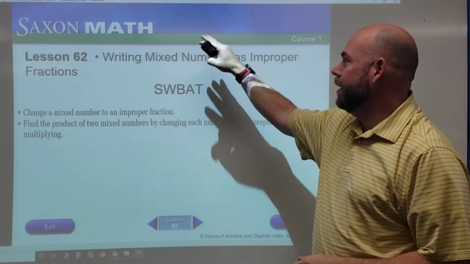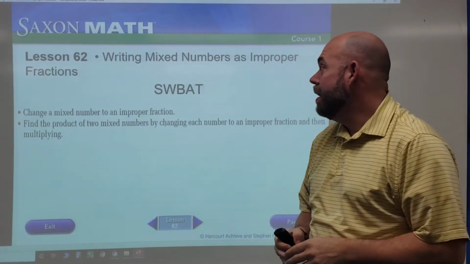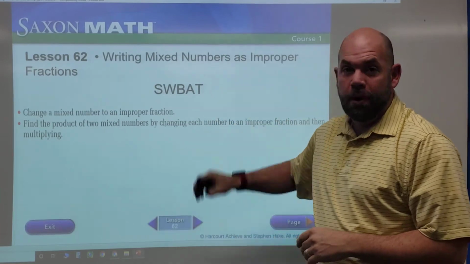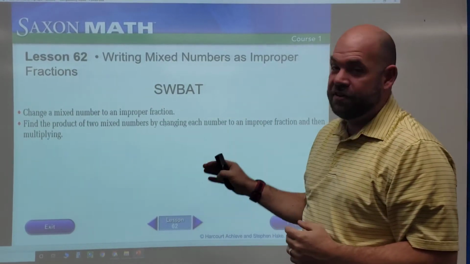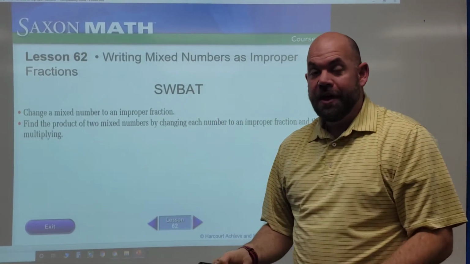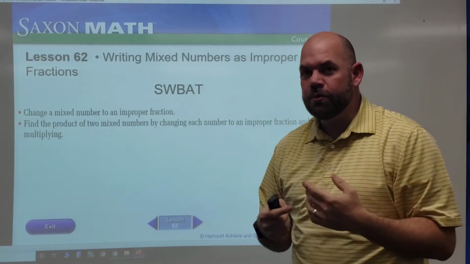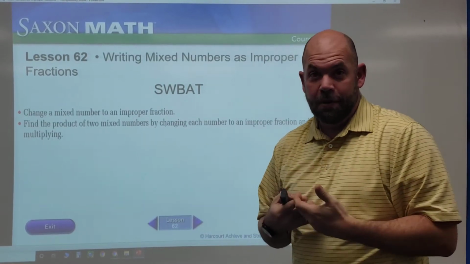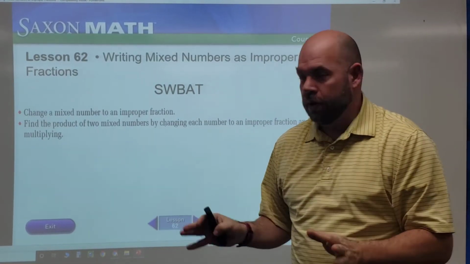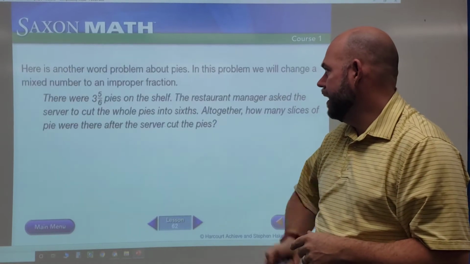Today we're going to look at our Saxon Math Lesson 62. This is on writing mixed numbers as improper fractions. Now we've done the opposite of that. We've taken improper fractions and changed them to mixed numbers. Now we're doing the opposite of that, and the reason we need to do that is because sometimes we need to multiply mixed numbers and you can't do that. It just doesn't work. So we'll get through that here in a second.